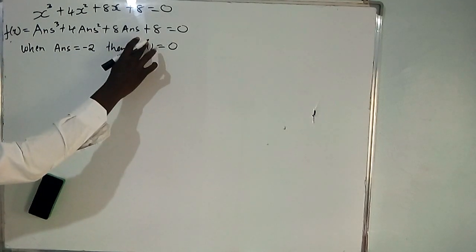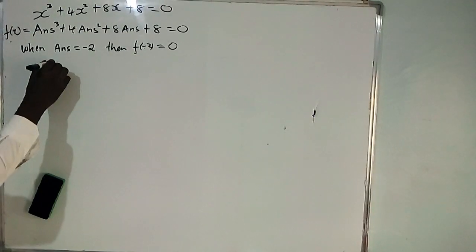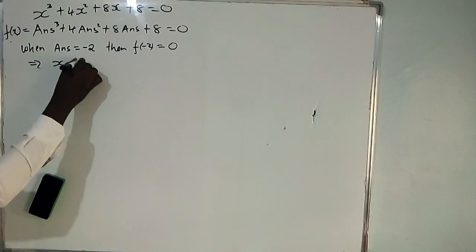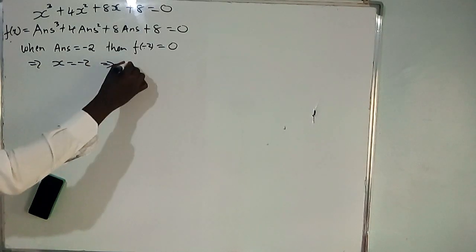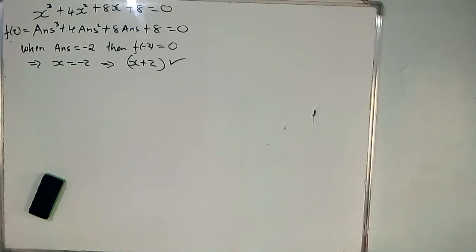Are you seeing that? So when negative 2 is a root, it means x is equal to negative 2. It implies what? When you bring negative 2 to the other side of the equation, we have x plus 2 is equal to 0. So it means x plus 2 is a factor. So you use polynomial division.